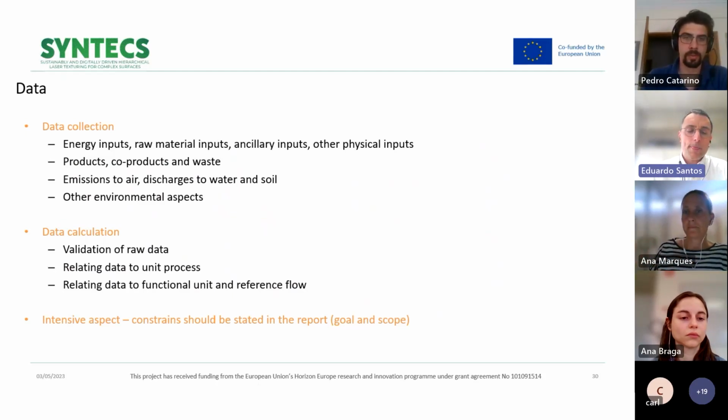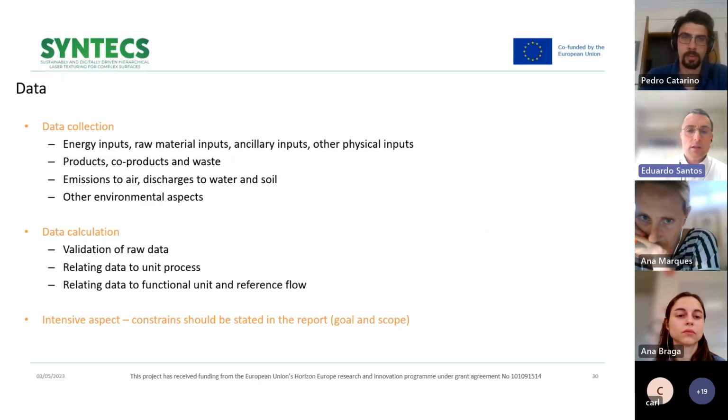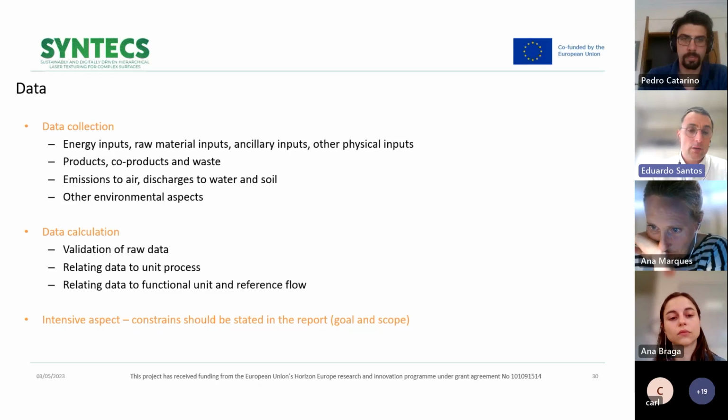On the data calculation, it may be required that we have to calculate some data for the inventory. So not everything is measured or is available, and we may need to calculate. So it's very important that we validate the raw data, and also that the data that we collect or that we calculate, we have that related with a unit process. So it's different if I'm quantifying the data for 1 liter of milk or 10 liters of milk. So it's totally different. And I have to have the inventory data related with the given amount of milk that I am trying to characterize.